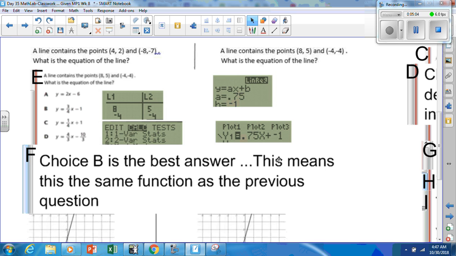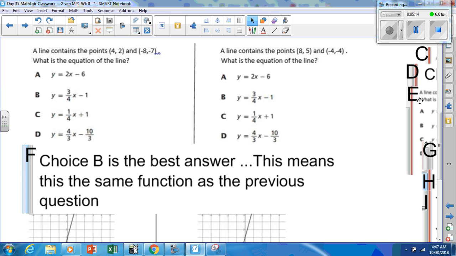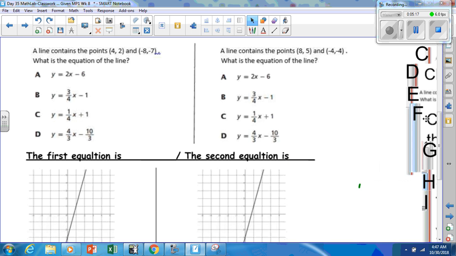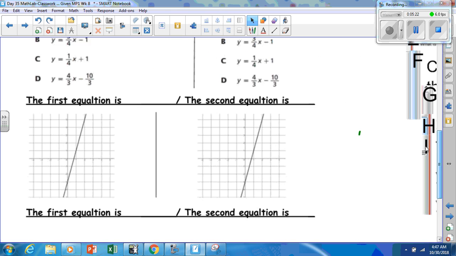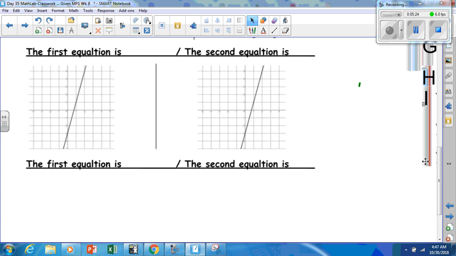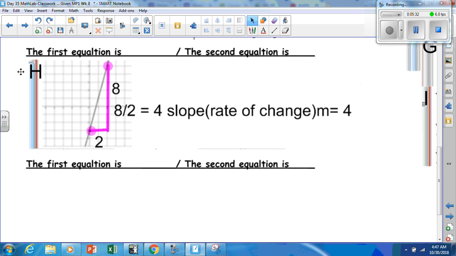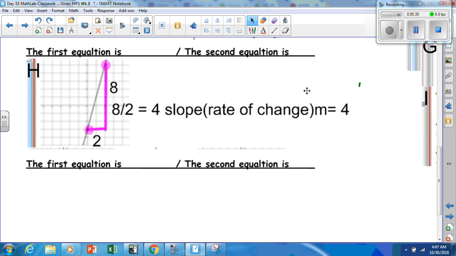All right, let's consider going from a set of ordered pairs to a graph. Let's look at this graph. What should we look at? Well, we should be looking at the fact that I can generate a triangle, and that triangle allows me to find my slope. My triangle height is 8. My triangle width is 2. 8 over 2 is a slope of 4.